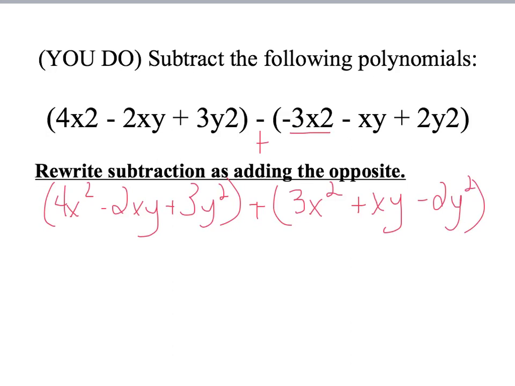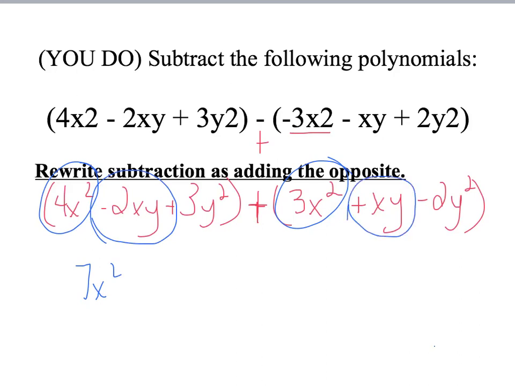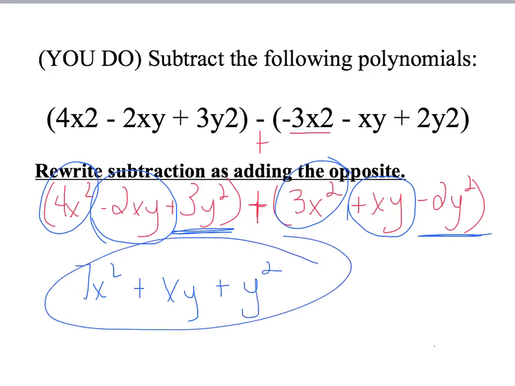Okay, so now that I've added the opposite, I can combine the terms that are the same. So we'll group together 4x squared plus 3x squared. So I have 7x squared. Then I have minus 2xy plus xy. So minus xy. And finally 3y squared plus negative 2y squared is just y squared. Okay, so I've added together these polynomials.